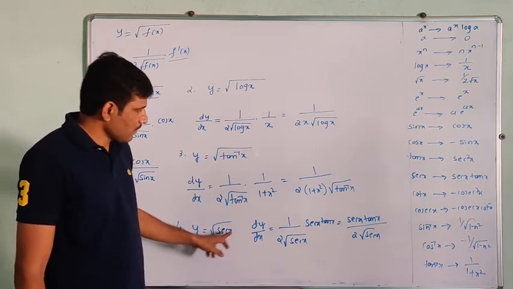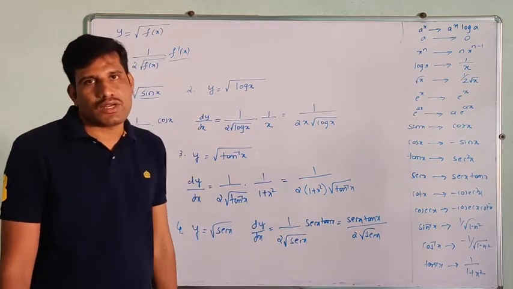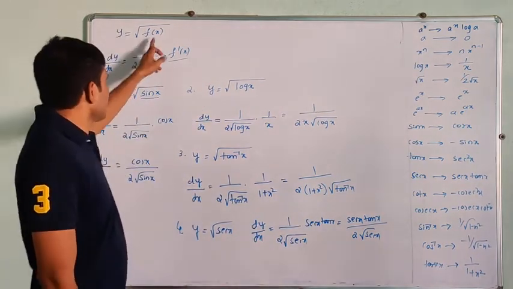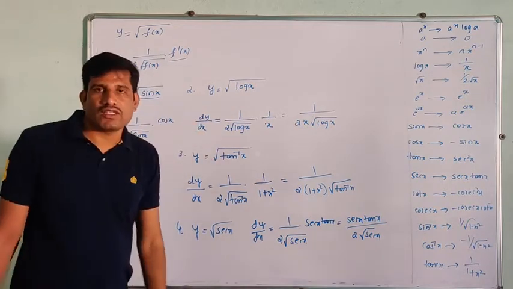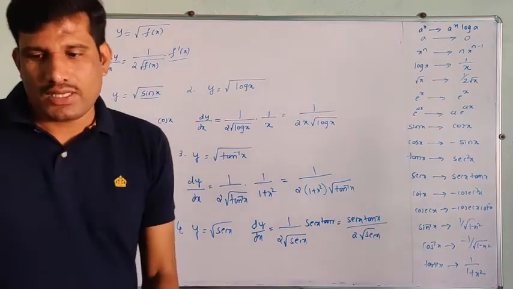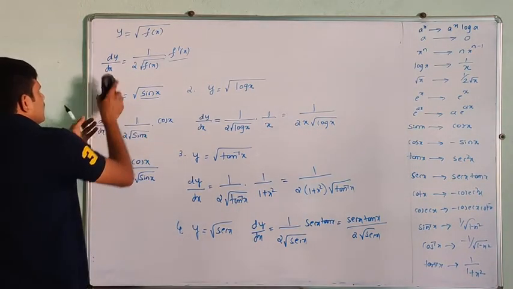Derivative of root of sec x is 1 by 2 root sec x into derivative of sec x, which is sec x tan x. So therefore, any function when we have y is equal to root of f of x, its derivative is 1 by 2 root f of x into f dash of x. Is it clear, friends? So the last form is in chain rule.